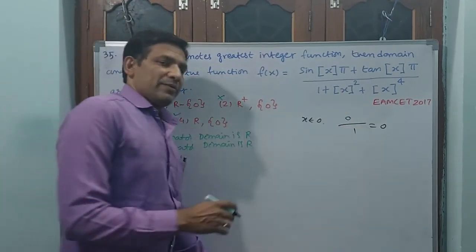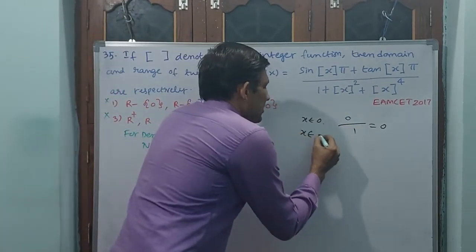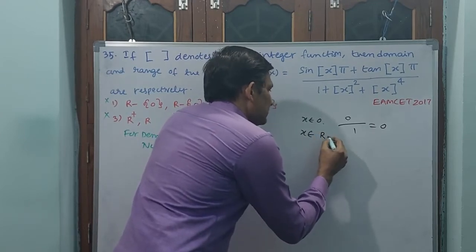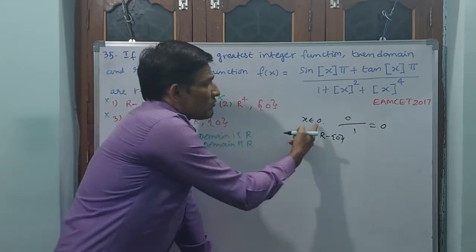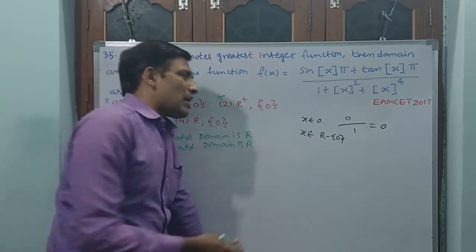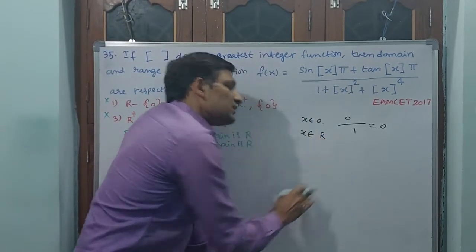Then you go back again. x belongs to any real number minus 0. Why have I written minus 0? Already we have seen 0 here. That is why I have written it, or else you don't require it to be written.